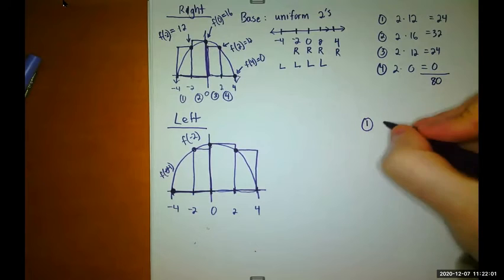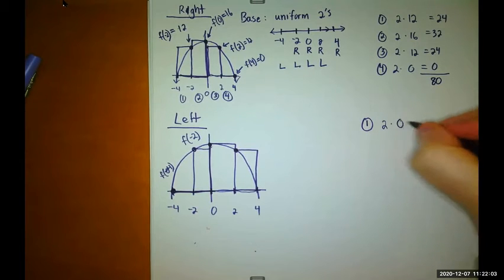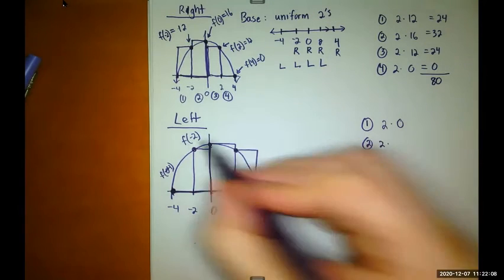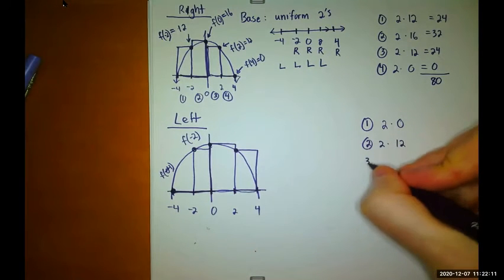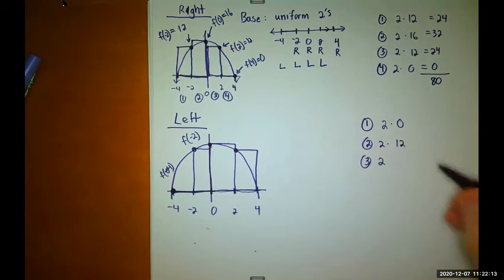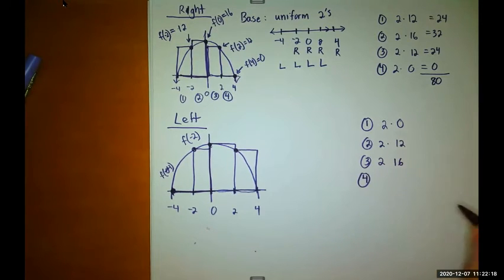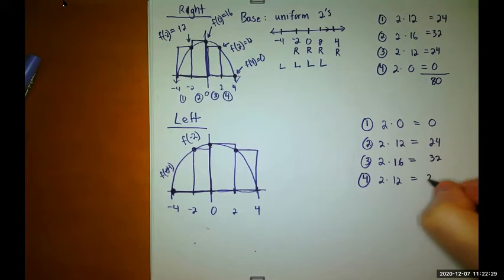So our first rectangle, base is 2, height is 0. Second rectangle, base is 2, height is 16 minus 4, that's 12. Third rectangle, base is 2, height is 16. Fourth rectangle, base is 2, height is 12. Oddly enough, it's the same. Huh.